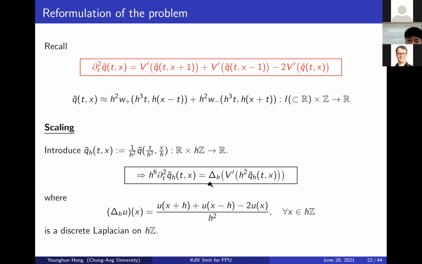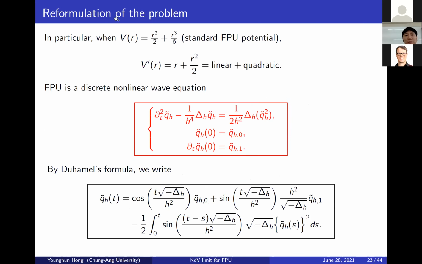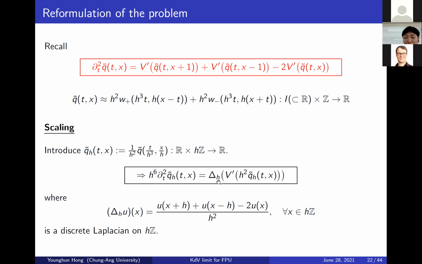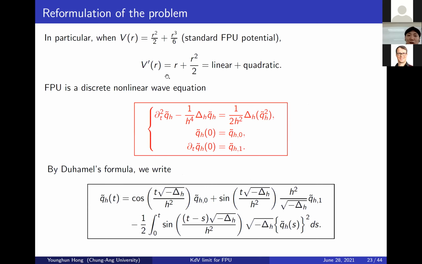Here Δ_h is the discrete Laplacian on hZ. In particular, when V is a standard FPU potential, V prime is the sum of a linear and a quadratic term. So it's very natural, from the PDE perspective, to move the linear term to the left, and we organize the equation in this way. Then we can immediately see that this FPU is a discrete nonlinear wave equation, so a wave-type operator is on the left-hand side.